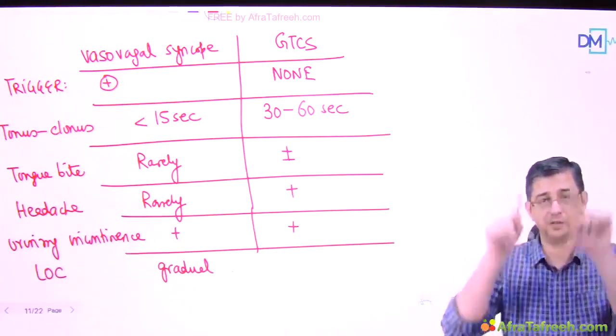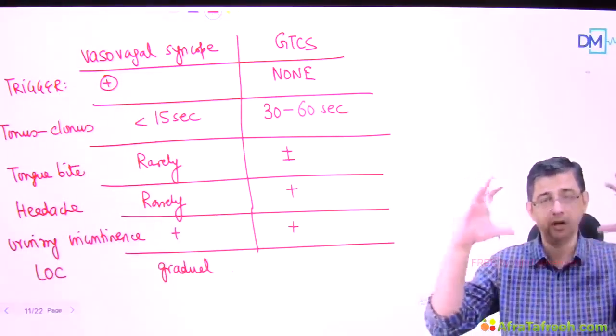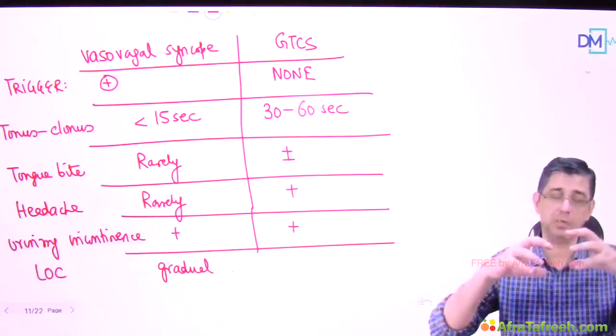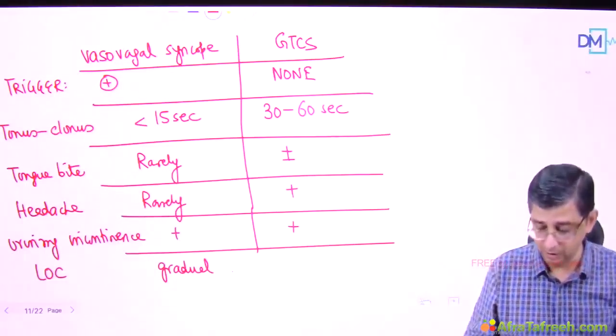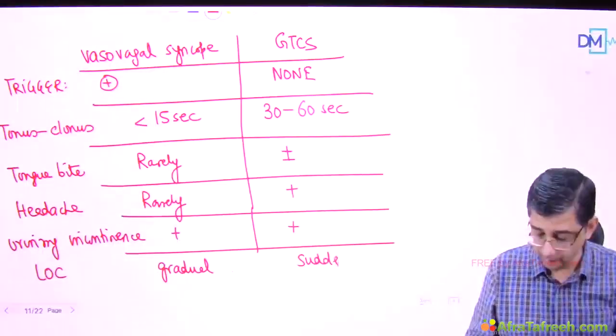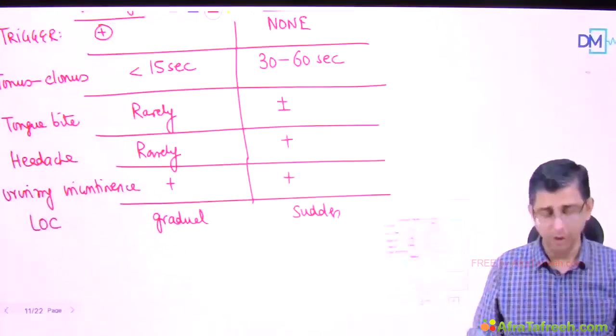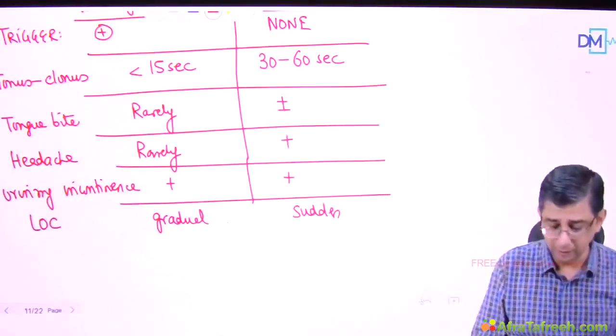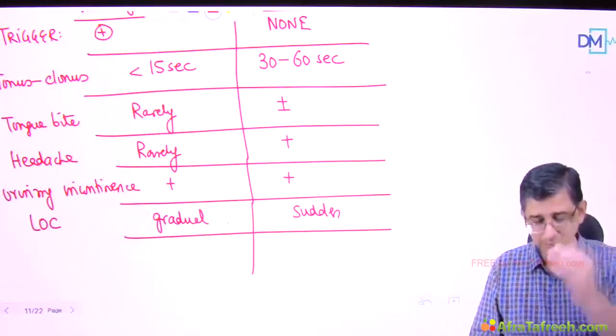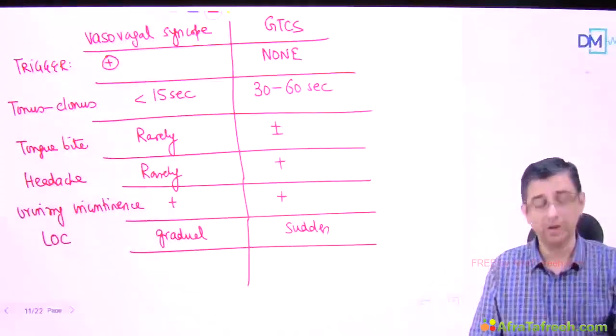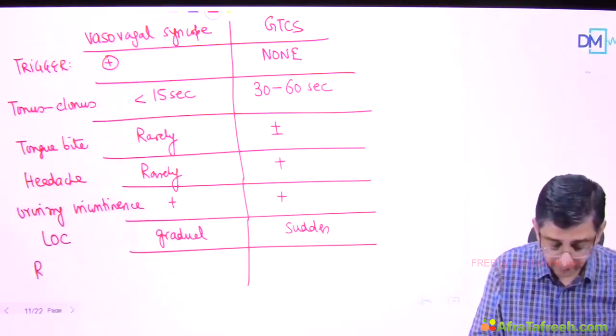Like this, if I take this circle to be the field of vision, there would be concentric shrinkage of the field of vision, and then the person will lose consciousness. Whereas in GTCS, it is usually sudden. Now this is also very subjective. So I am, as a doctor, looking for something which will tell me, okay, this is vasovagal syncope, this is GTCS. What is that? That is recovery.